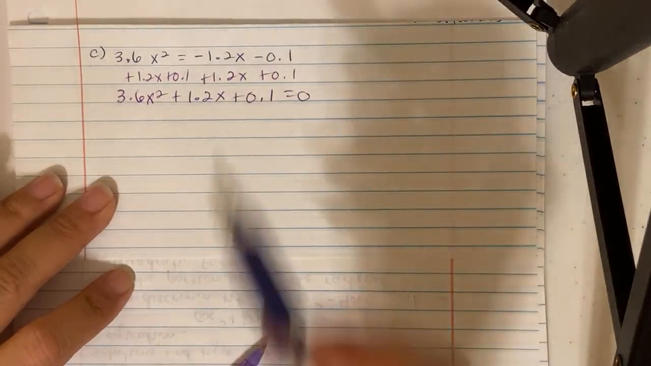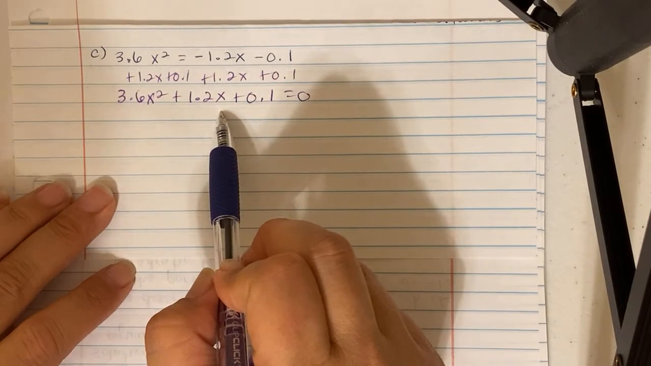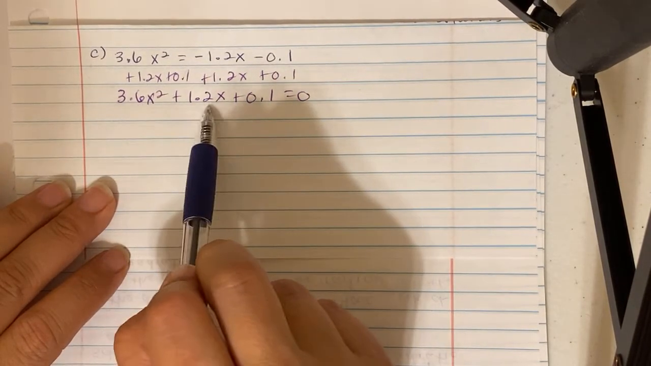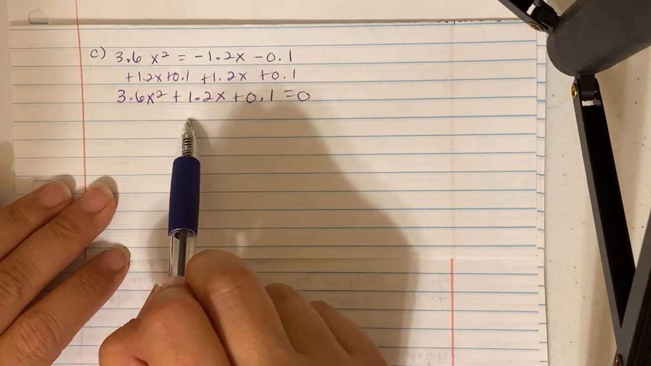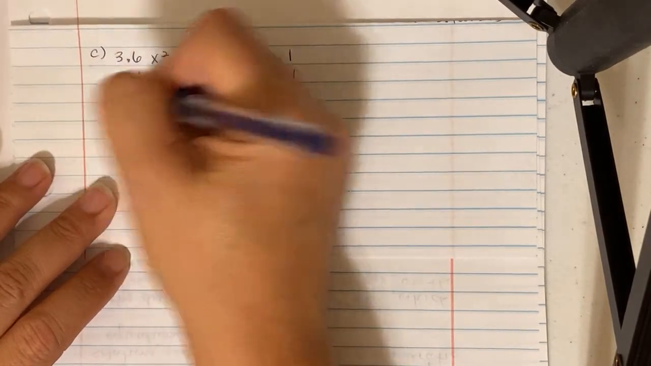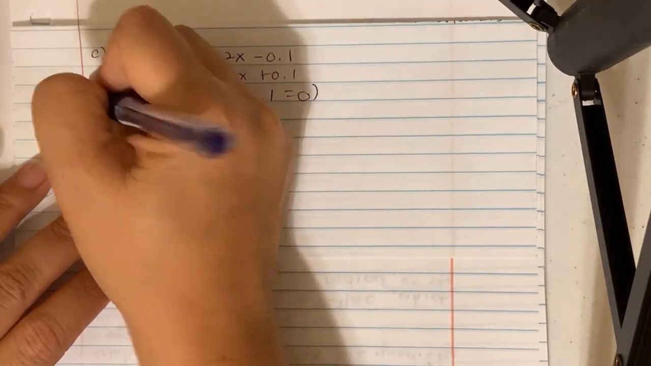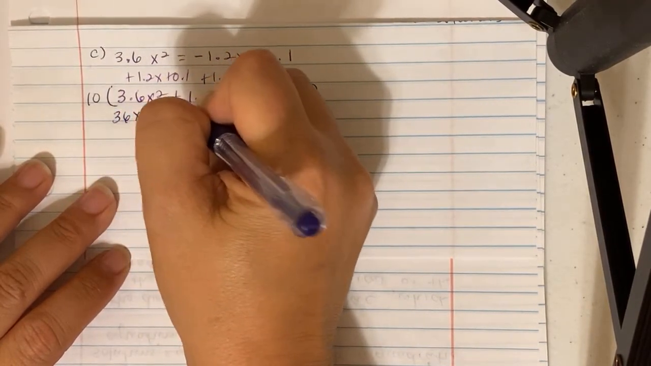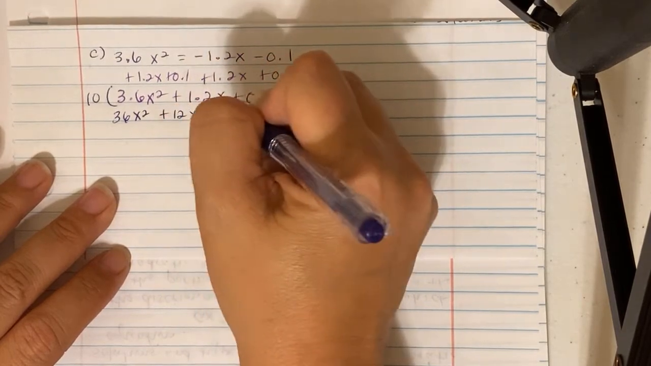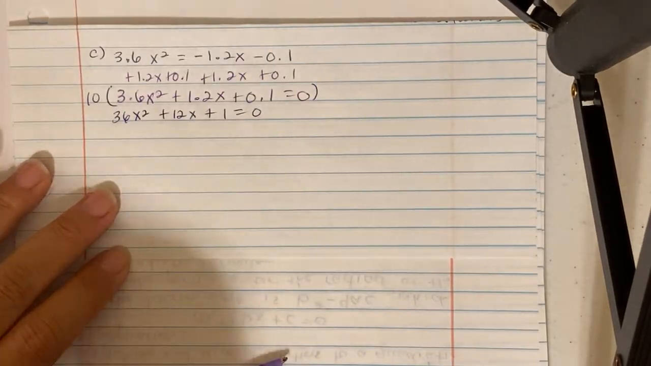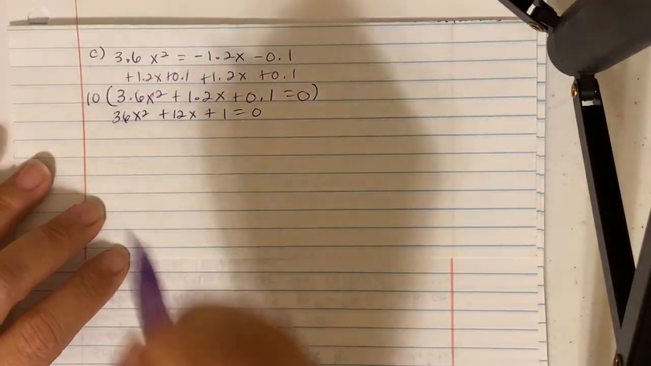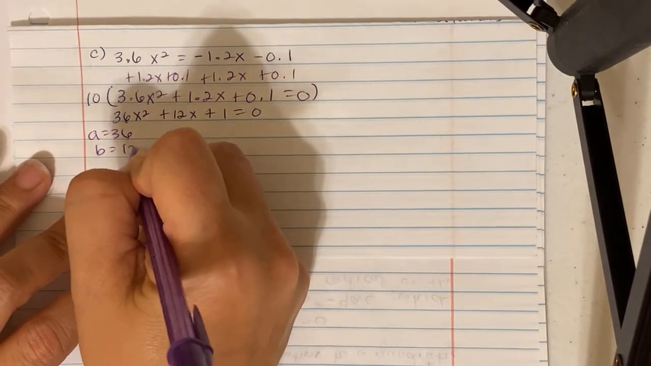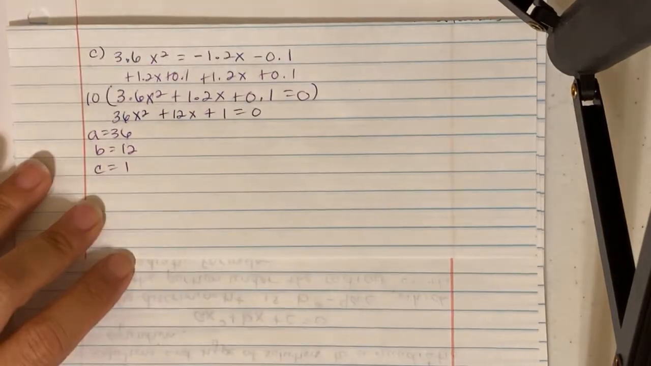Now remember, I said if you don't like working with decimals and fractions, get rid of them. So notice the decimal place value. It's one decimal place for all of them. Since they are in the tenths place, you're going to multiply everything by 10. So we become 36x squared plus 12x plus 1 equal to 0. So now you're dealing with whole numbers. So A is a 36, B is a 12, C is a 1.